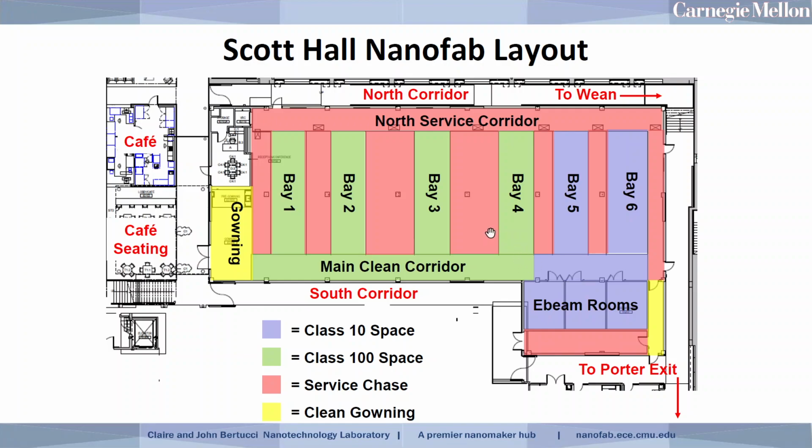The interstitial chase spaces are 1 class dirtier than the adjacent bay. So this bay is class 100, so this chase would be class 1000, and whereas this bay is class 10, this chase would be class 100. We also have a small service space that you can see here behind the e-beam rooms, as well as a staff gowning area on the south corner of the lab.